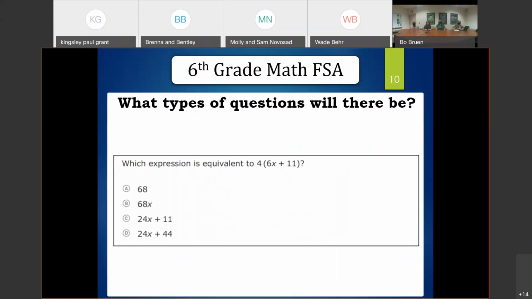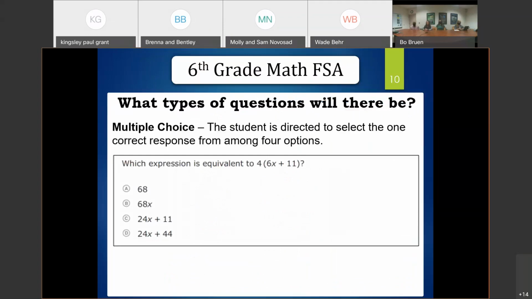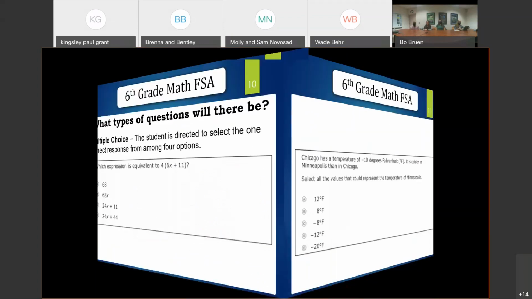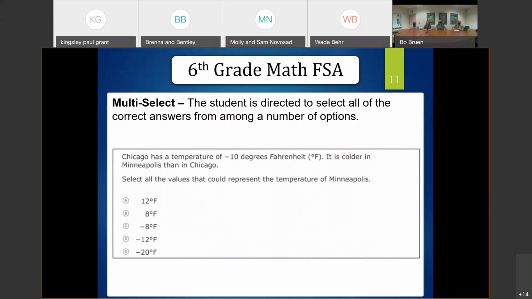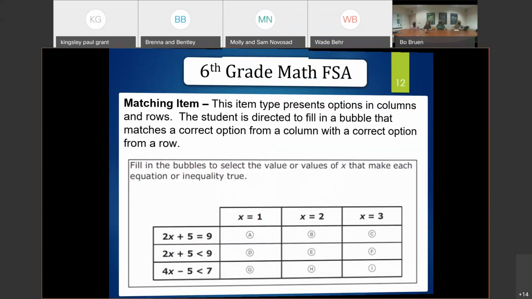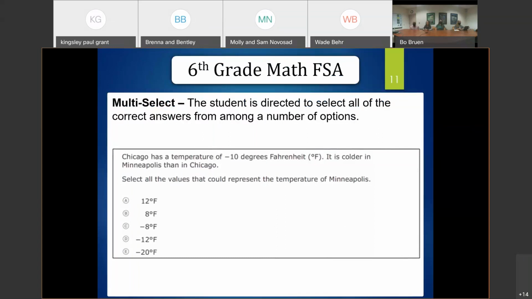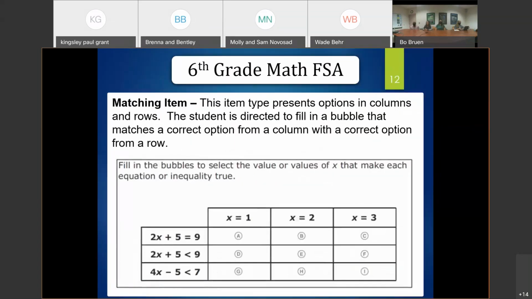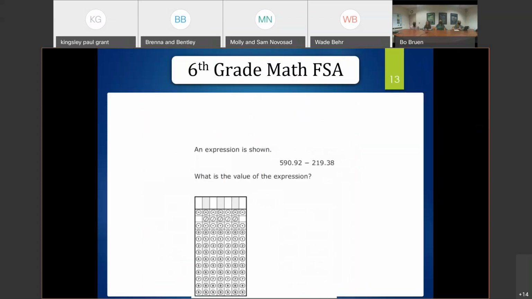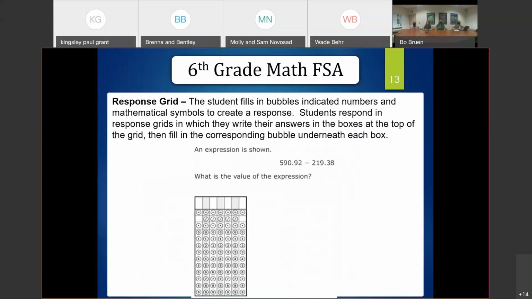So there are several different types of questions on the Math FSA. They're going to see multiple choice questions where they just choose one response. Multi-select questions, they have to choose all of the answers that apply to that question. Matching items, where they have to fill in the different columns that match with the answer choice. And they have to fill out a response grid. We are going to practice filling out the response grid before the FSA so that they understand exactly how to use the response grid.